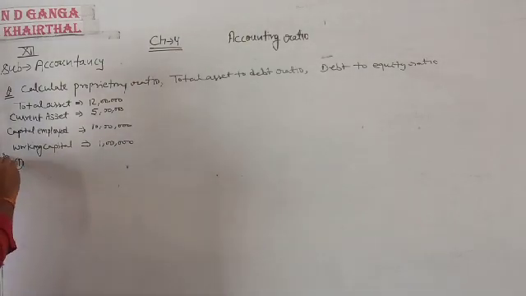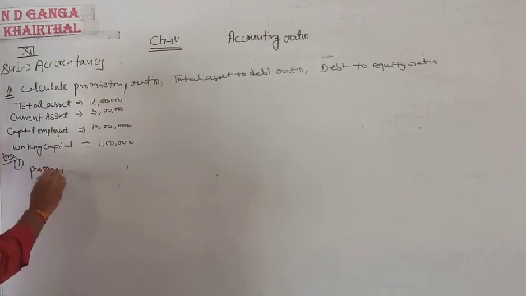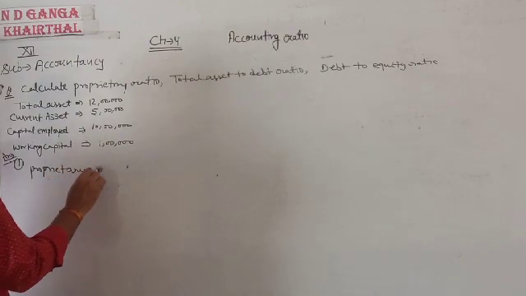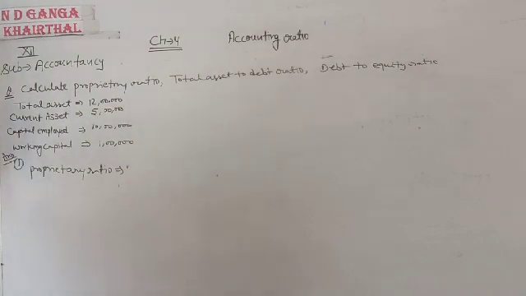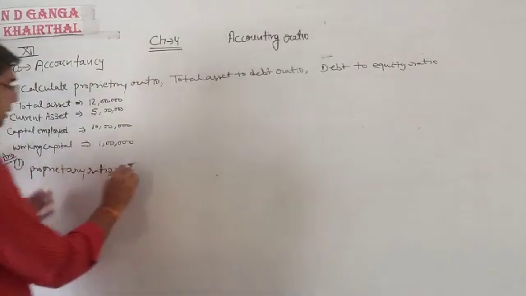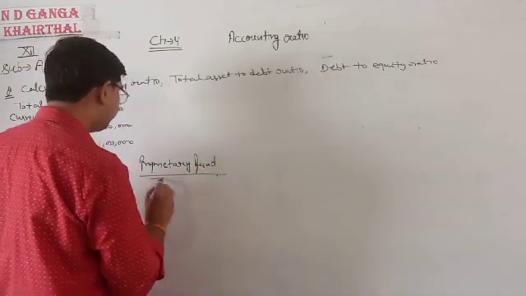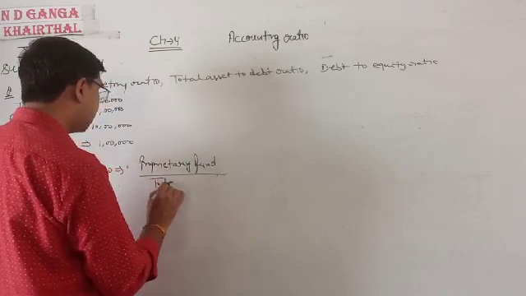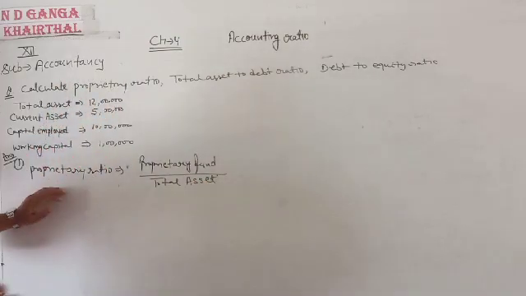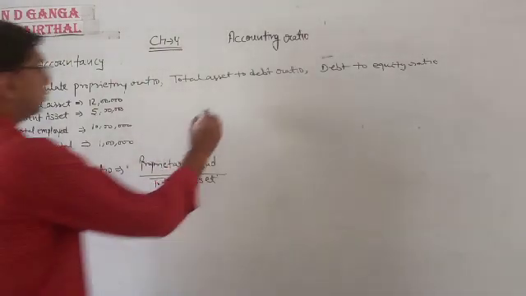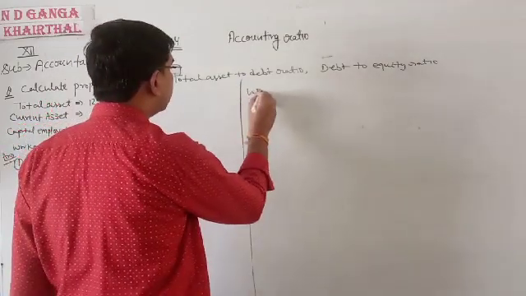First is the answer. Proprietor ratio equals shareholder fund, proprietor fund upon total assets. Clear? Proprietor ratio equals proprietor fund upon total assets. So proprietor fund we again calculate in a working note.